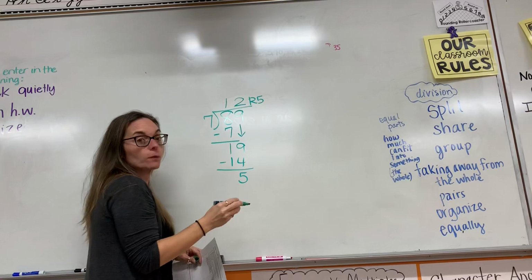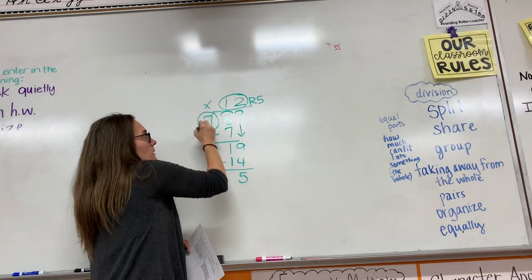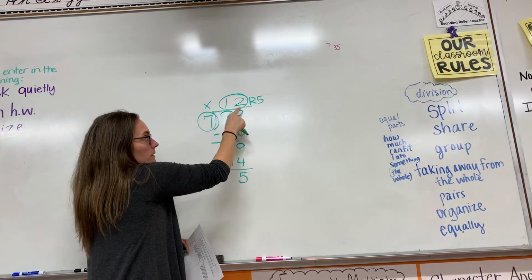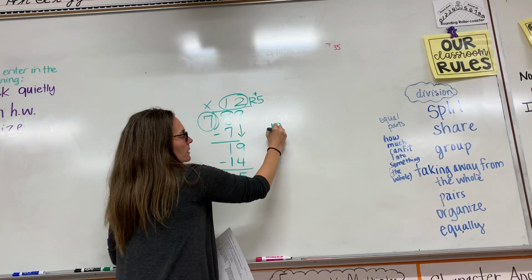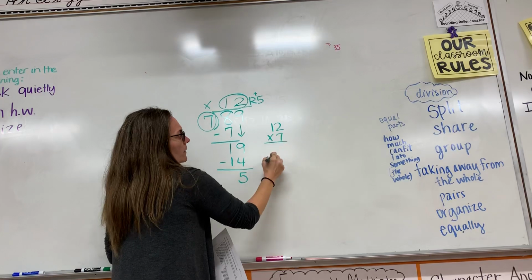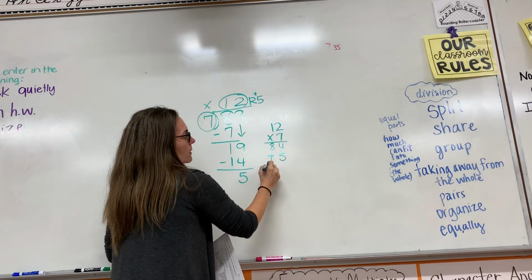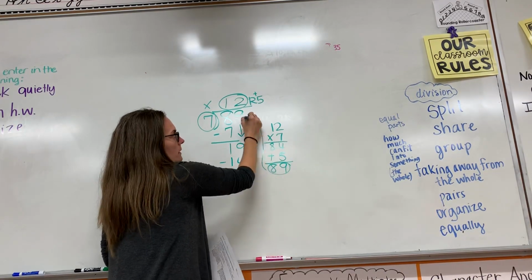Okay, don't forget, if you want to check your work, you can multiply your quotient times your divisor to get your dividend, but in this case, you have to remember to add in your remainder. So this would look like this: 12 times 7, and then you would add 5. So 12 times 7 is 84, plus 5 is 89. And that's the correct answer.